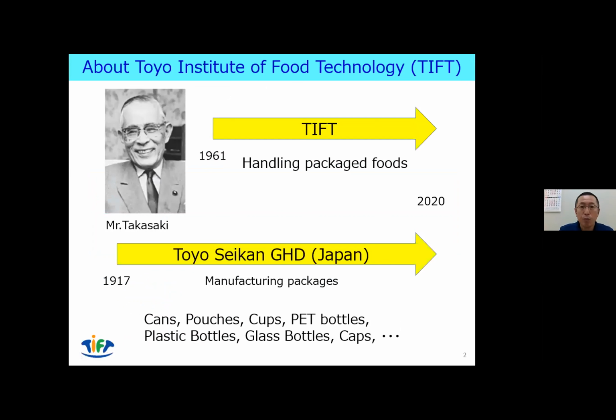At the outset, I would like to introduce the organization to which I belong. Toyo Institute of Food Technology, or TIFT, was founded about 60 years ago, and we have been involved in the handling of packaged food since then. Mr. Takasaki, the founder of our corporation, is the same person who founded Toyo Seikan Company, which is the biggest general packaging manufacturing company in Japan.